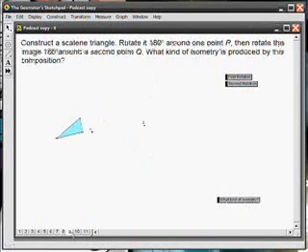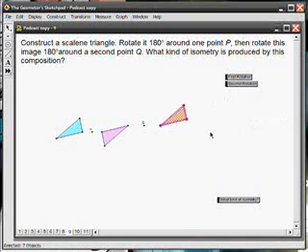Alright, let's move on to our next combination. This time we want to rotate something 180 degrees around a point P, and then rotate that another 180 degrees around a different point Q. So when we rotate the first triangle, we get this pink triangle as a result, and when we rotate that triangle, we get this yellow triangle. And looking at the original and the new triangle, it's pretty easy to see that all we did was just translate this triangle along a line.